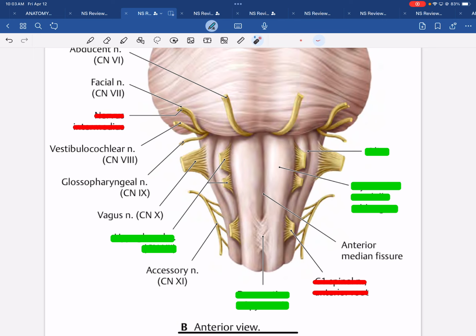Good. It's also swallowing. I think that's old data. I think people have realized that the branch they thought was the accessory nerve was really just a branch of the vagus nerve.